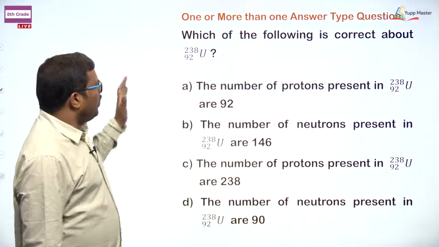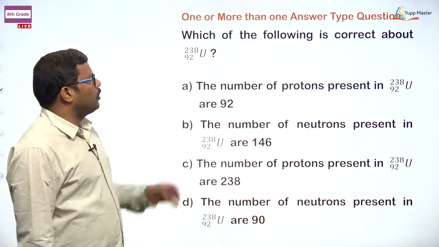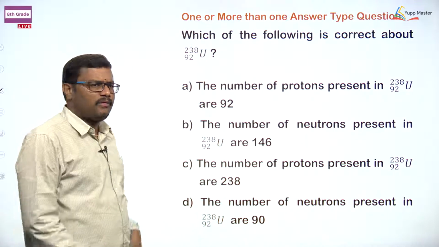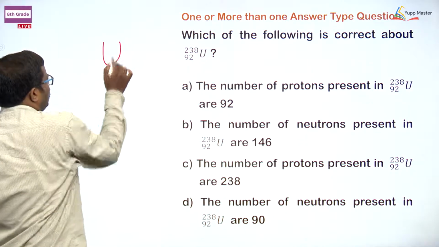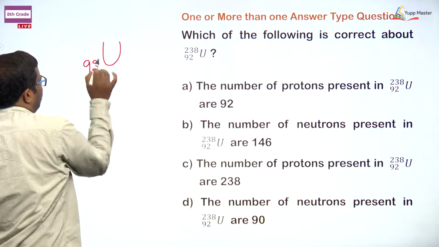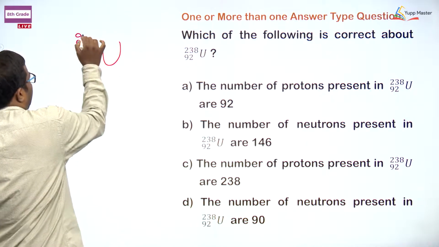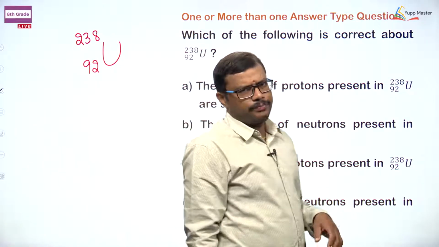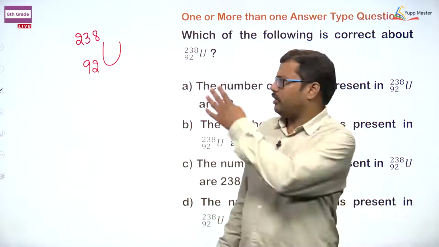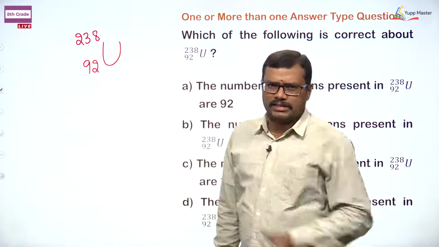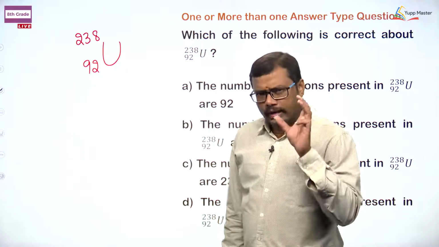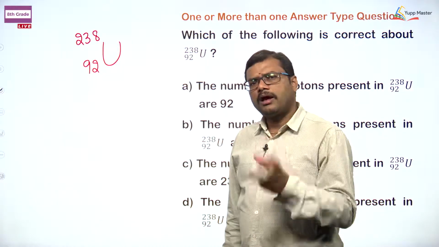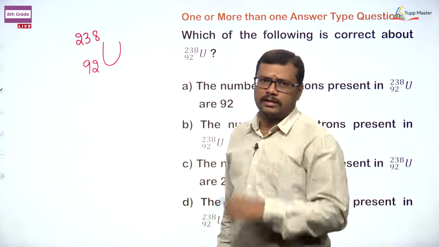Okay. Right. Which of the following is correct about uranium 92 and 238? They have given a symbol U, U means uranium. Uranium atomic number is 92, atomic mass is 238. So, they have given us the symbol. Once they have given the symbol, and if you observe, the uranium does not have any charge, it is a neutral atom. Neutral uranium atom is given with atomic number 92, atomic mass as 238.